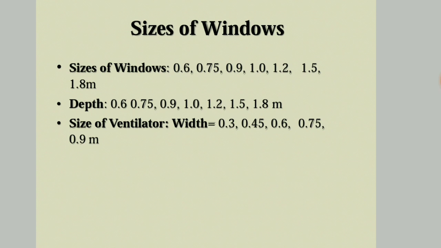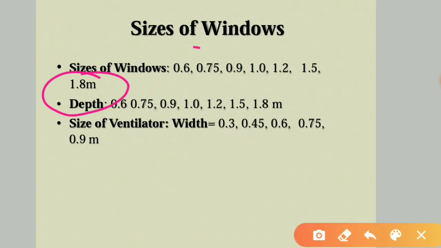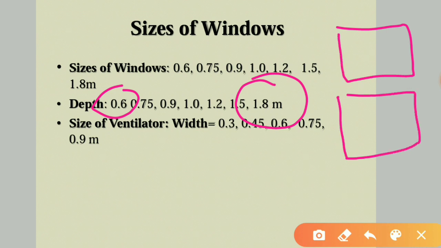So size of windows, if you see the size of windows, size is a little bit different. The size of the window may be 0.6 to 0.6, 0.6 to 1.8. Maximum width is 1.8, minimum width is 0.6. Next, depth also like that, only 0.6 to 1.8 meter. So mostly the windows may be rectangular and square also. Rectangular windows will be there, square windows will be there. Single pane window will be there, two panes will be there, and three pane window will be there.